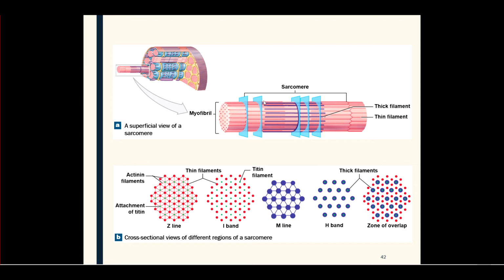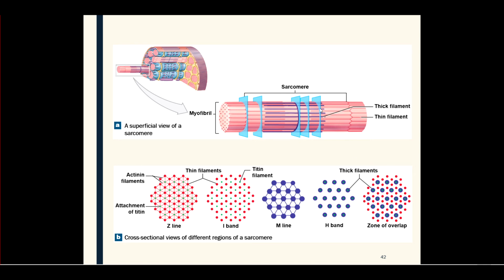Then if we cut in the middle of the I band here, we would see the red dots, which are the thin filament, and then the green is going to be the titin. Then if we cut through the M line, these are the different proteins now that are connecting the thick filaments. So there's going to be the thick filament and the proteins connecting them. Then over here, this is going to be where the H band is, and there we see the thick filaments only.